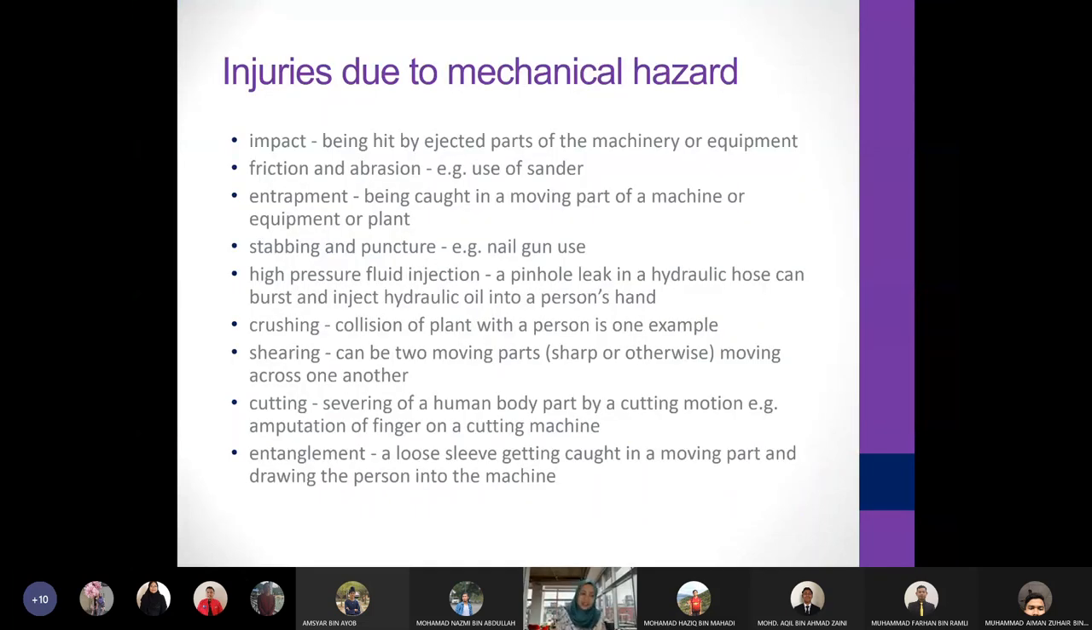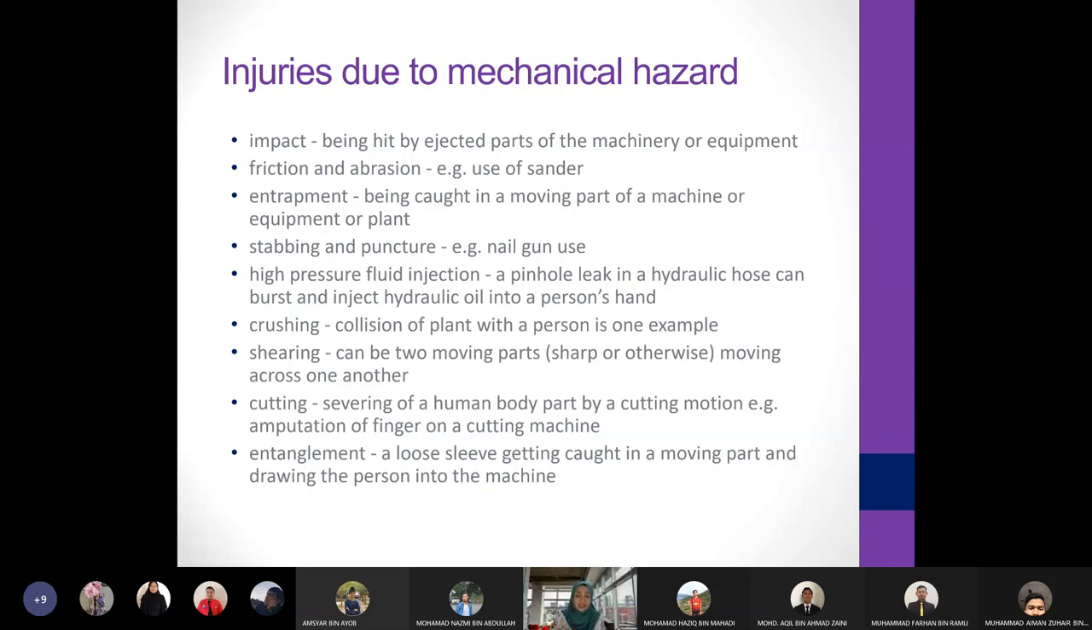All right, so there are many different types of injuries that can happen due to mechanical hazards. One of them is impact, for example, if you are hit by an ejected part of a machine or equipment. Injuries can also be due to friction and abrasion. For example, if you use a sanding machine and accidentally put your finger there, it will remove part of your skin. And you can also be trapped. Entrapment: you get caught between moving parts of a machine or equipment or plant, and suddenly you are trapped in the machine.